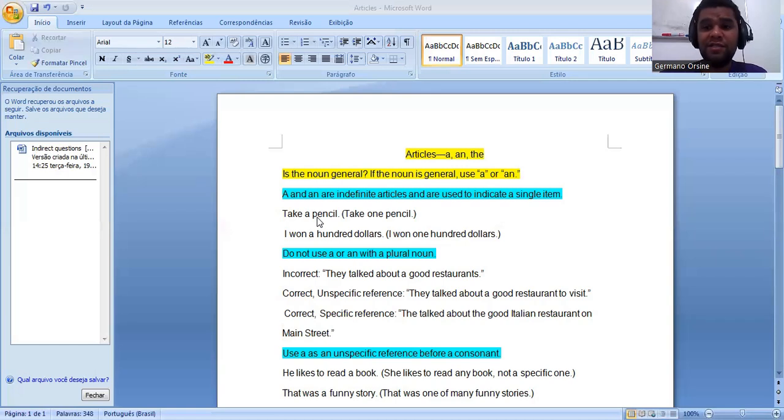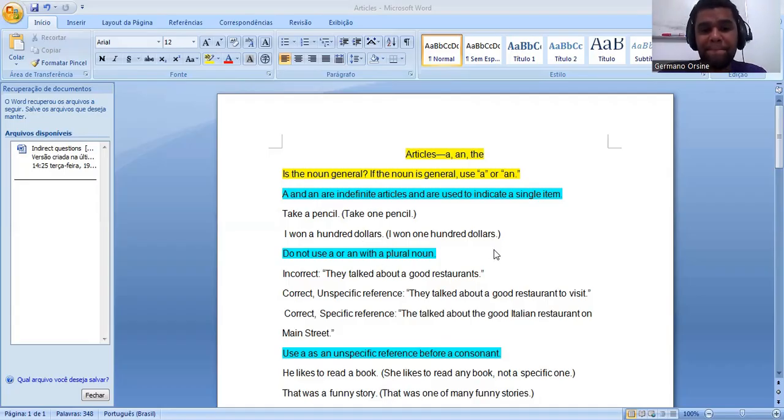Because we are talking about something general. It's not a specific pencil, okay? It could be any pencil, all right? I want $100 or a $100. So in this case, a means one, it's the same. The translation in Portuguese is the same, right? Pegar um lápis, eu ganhei um $100, but in English they say like a 100 or one 100. It's the same thing, okay? But anyways, we are talking about something general, not specific at all, okay?